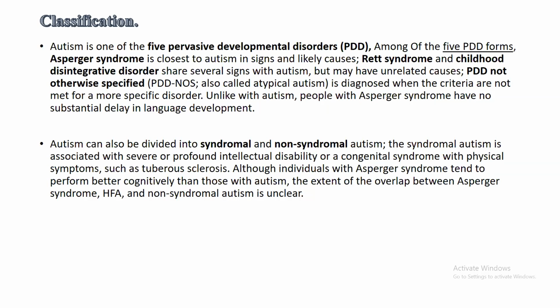Autism can also be divided into syndromal and non-syndromal autism. Syndromal autism is associated with severe or profound intellectual disability or a cognitive syndrome with physical symptoms such as tuberous sclerosis, or TSC. Although individuals with Asperger's syndrome tend to perform better cognitively than those with autism, the extent of the overlap between Asperger's syndrome, HFA, and non-syndromal autism is unclear.